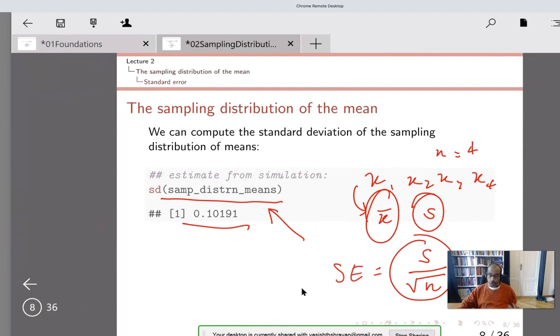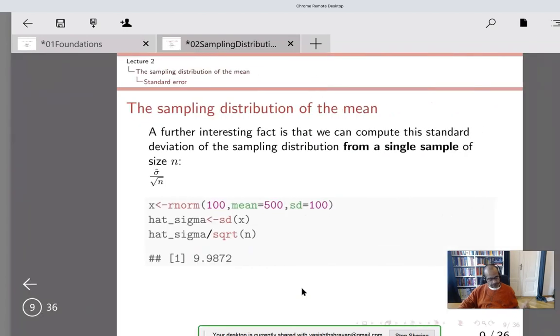Okay, and there's a closed form formula for this. This can also be analytically derived. So the key point here is that from a single sample, I can get an estimate of the variability of the means under repeated sampling. That's pretty cool, right? And that's actually what will allow us to do hypothesis testing, as you will just see.